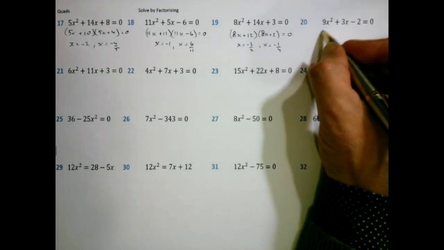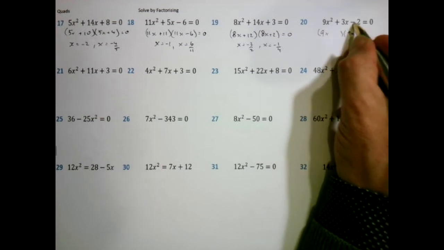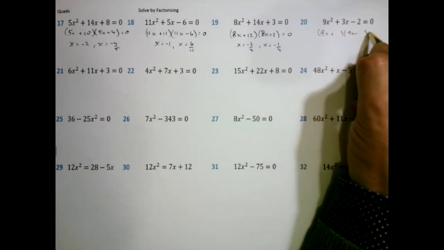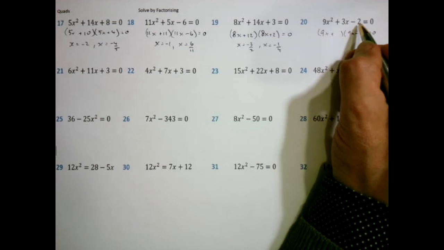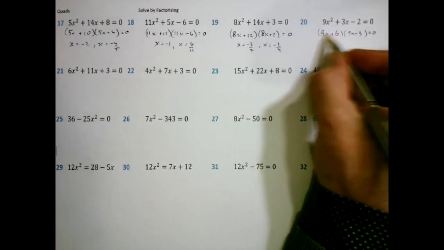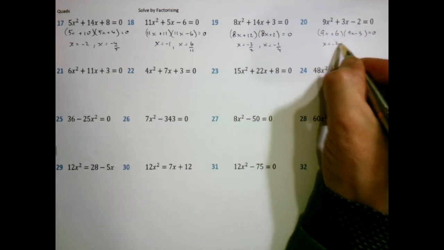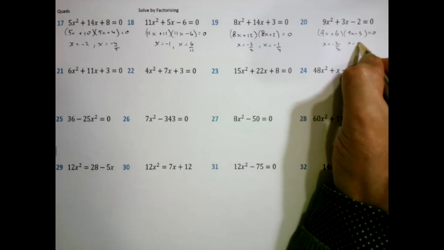9 2s are 18. 9x in each bracket. Signs are different. Equals 0. Multiply to 18, difference of 3. 6 and 3. Divides by 3. Divides by 3. x equals minus 2/3, x equals 1/3.